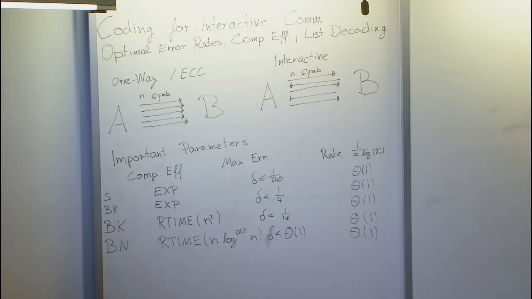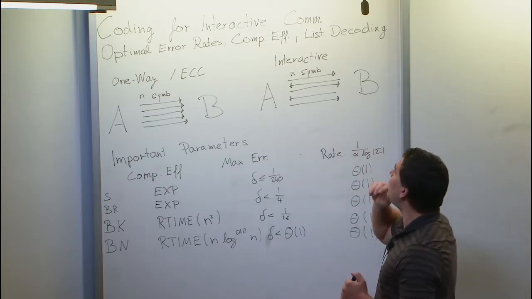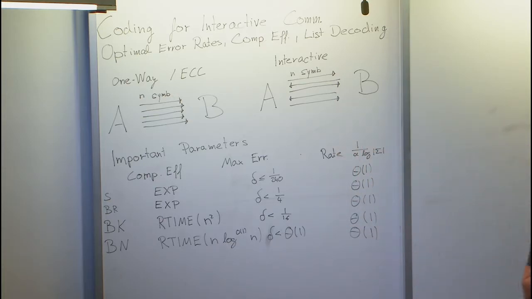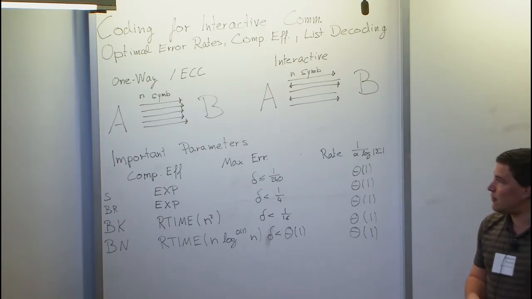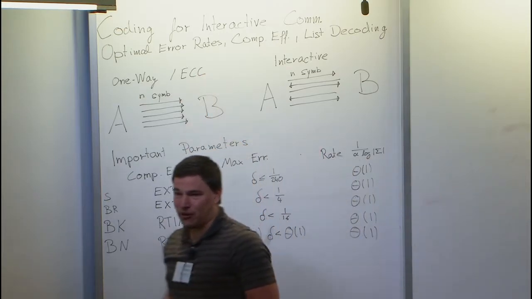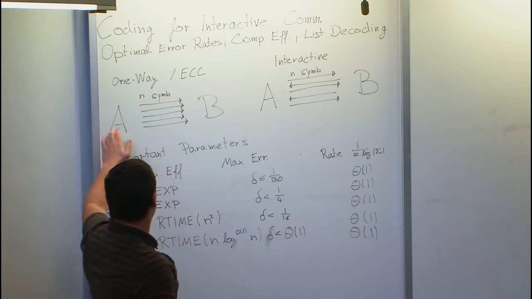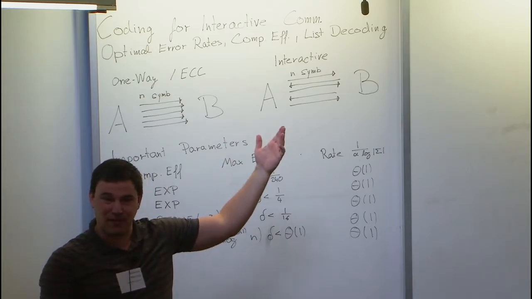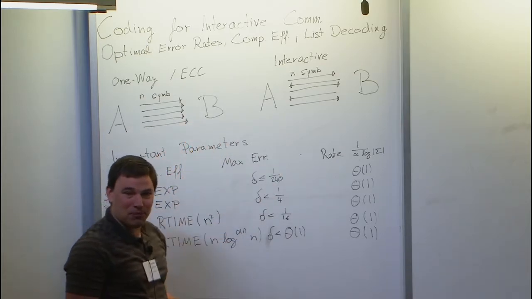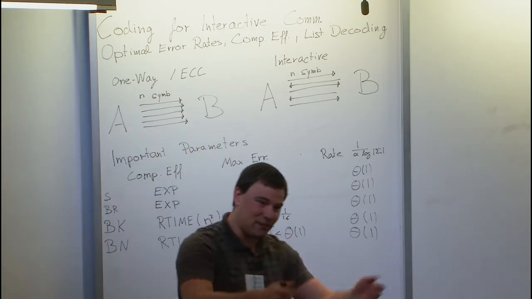Okay? So coding for interactive communication is basically error correction for conversations. So I claim we know very well how to do error correction for one-way communication. So that's basically error correcting codes, right? So that's a classical setting. We have two parties, Alice and Bob. Alice has some information, let's say n symbols, n bits, and it wants to send it to Bob. Okay, well, Alice sends them to Bob.